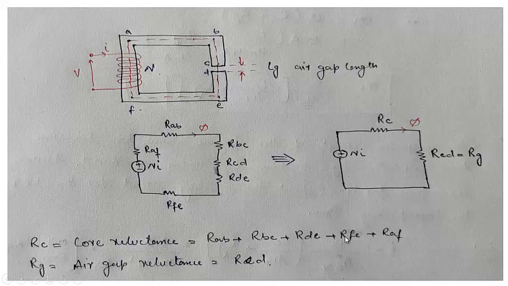So I can write it like this: Ni is equal to Rc plus Rcd. But the reluctance of the core and of the air will definitely be different, because they are two different materials. So I will replace all of these by Rc, which represents the reluctance of the whole core, and Rcd, which represents the reluctance of the air gap, that is Rg. Here Rc is the core reluctance, equal to Rab plus Rbc plus Rde plus Rfe plus Raf, and Rg is the air gap reluctance, that is Rcd. So it can be replaced like this.